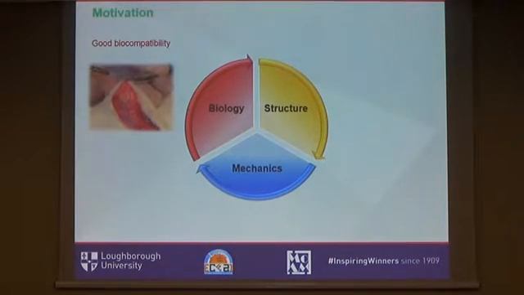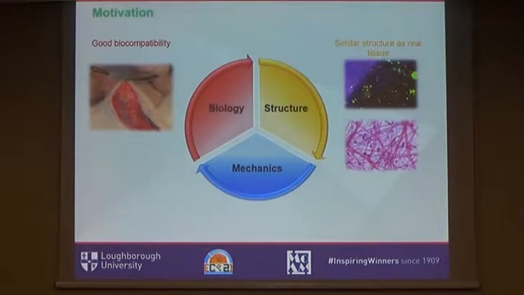When you deal with applications in biomedical structures and tissues, what you need is good biocompatibility. You need to have a structure which resembles the structure of the tissue that you are substituting, so that the cells would be happy to live in the new artificial house for them.